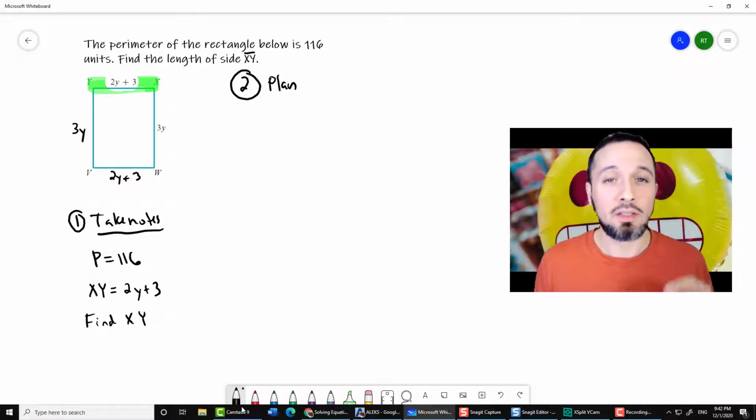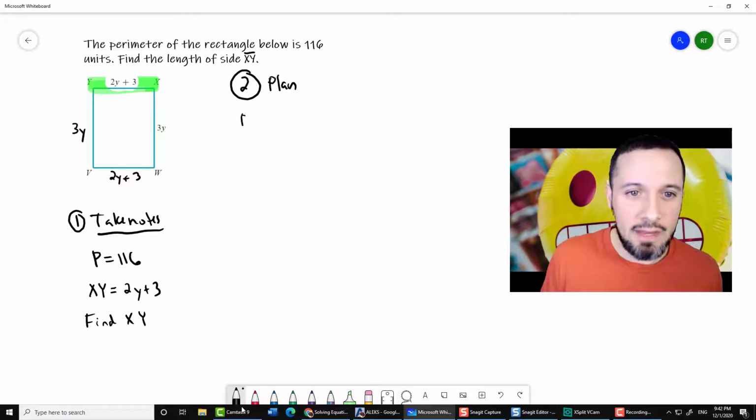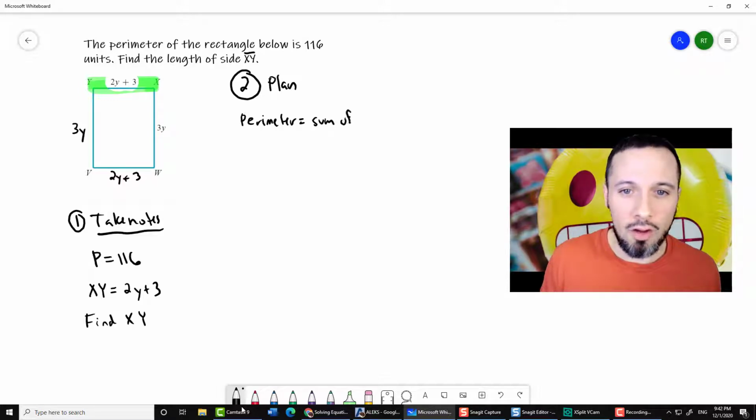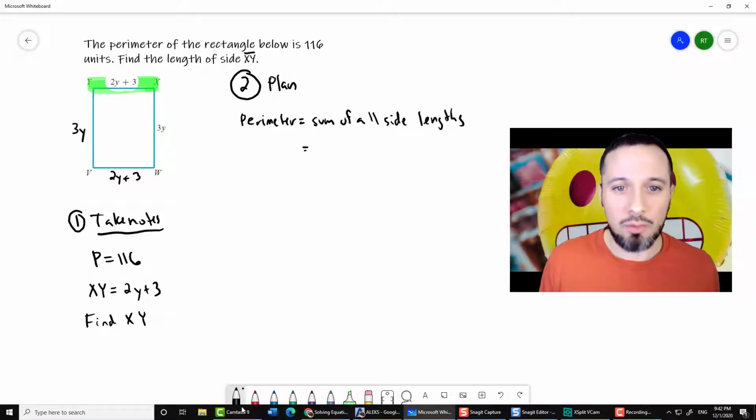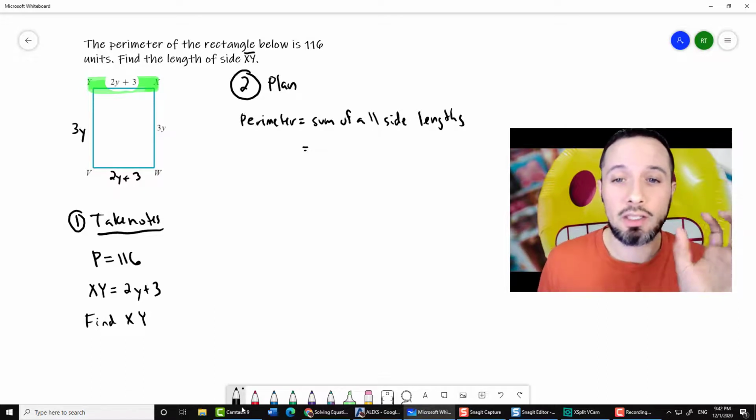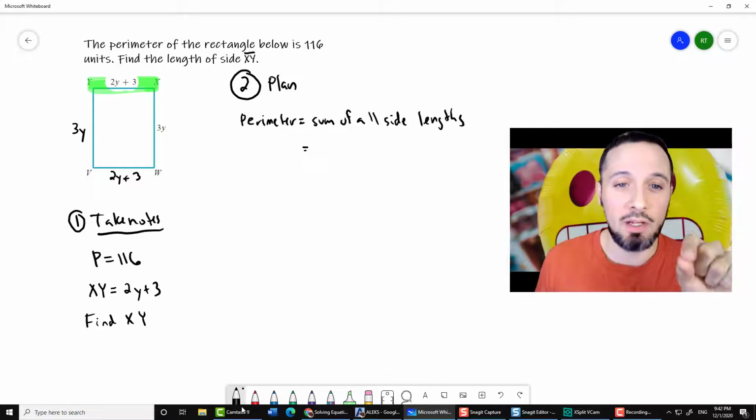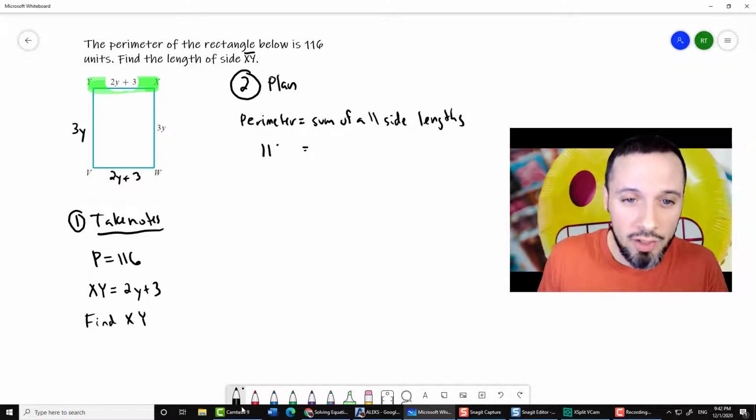And remember, to find the perimeter, you have to add all the side lengths. Let me add that note here. Perimeter is the sum of all side lengths. I know that this is true. This is the relationship for perimeter, the sum of all the side lengths. And I'm going to replace what I know so far. They told me the perimeter is 116 units, so I can replace perimeter with 116.